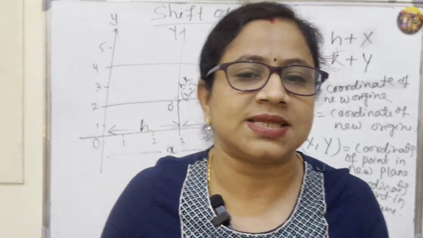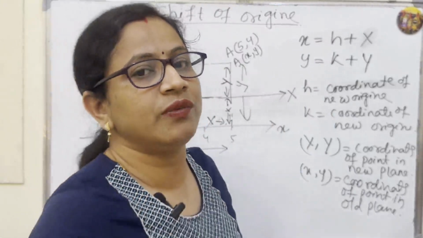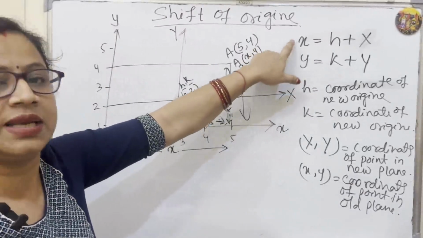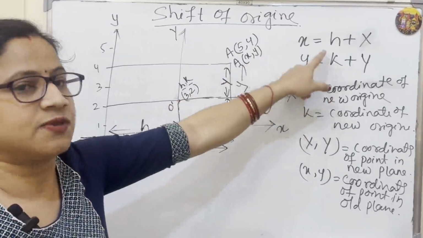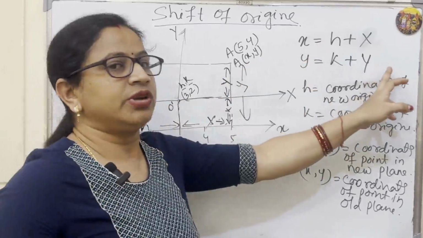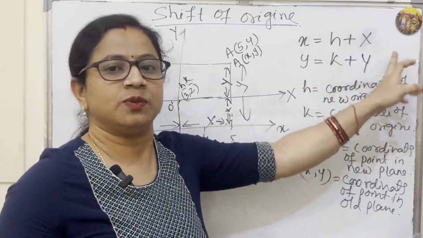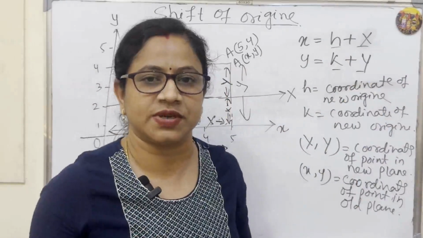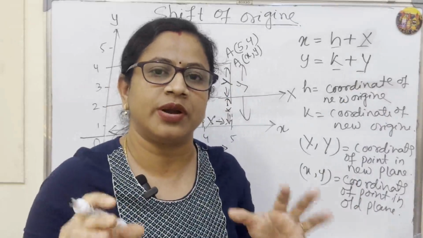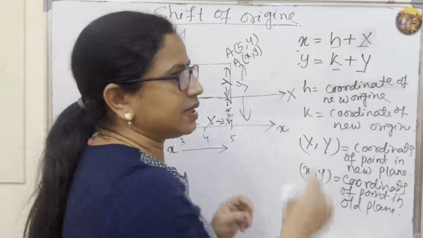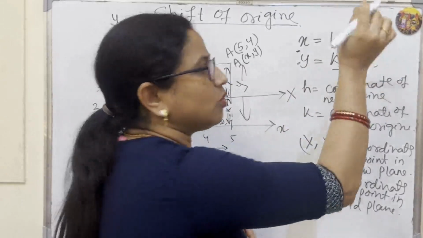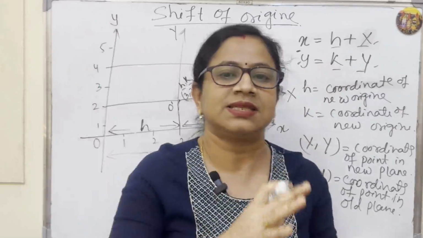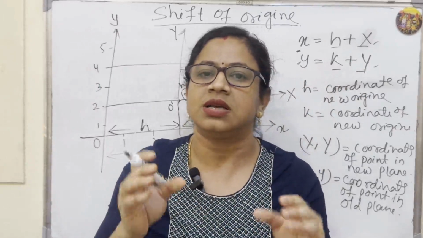What questions will come on this concept and how will we solve them? The question might give the old coordinates of the point and the coordinates of the shifted origin, and you need to find the new coordinates of the point. Or the coordinates of the shifted origin and the new coordinates of the point will be given, and you have to find the old coordinates. Or else the old and new coordinates will be given, and you need to find the coordinates of the shifted origin. These three types of questions can come on the same concept.